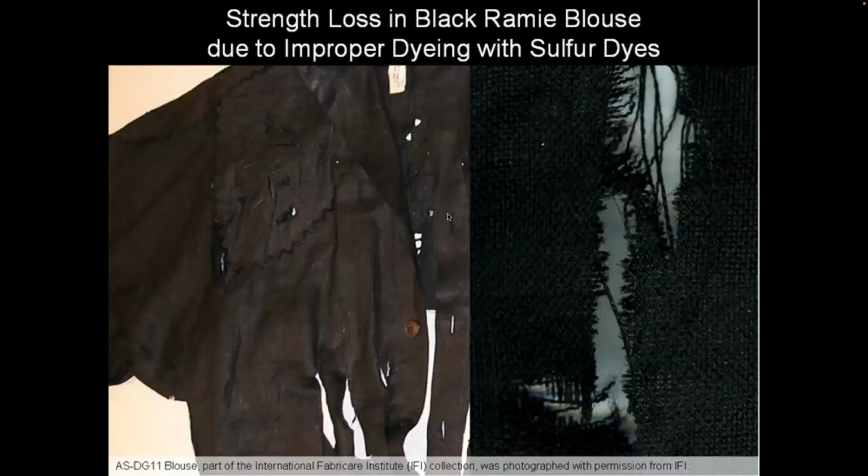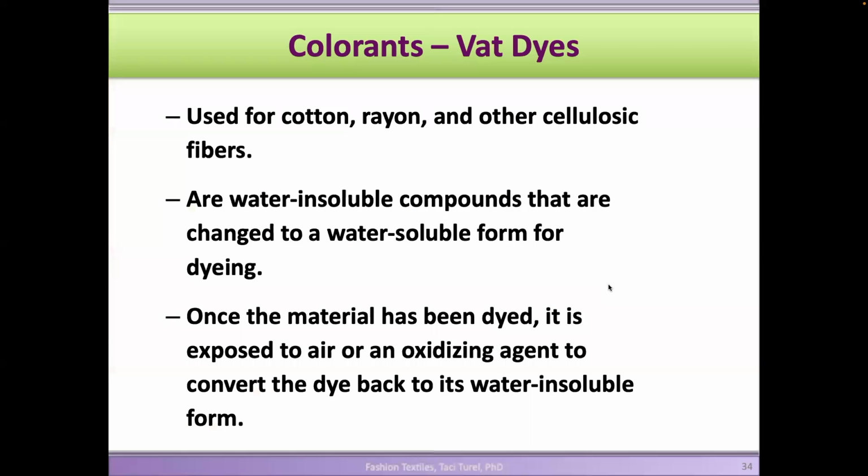But the problem with sulfur dyes is that it weakens the fibers. So it dyes the fibers, but it also makes them weak, and it starts to wear and tear really easily. So you can see an example of this. This was dyed with sulfur dyes. Of course, it was also not dyed properly. So you can see that the sulfur kind of weakened the fibers, and they started to tear easily.